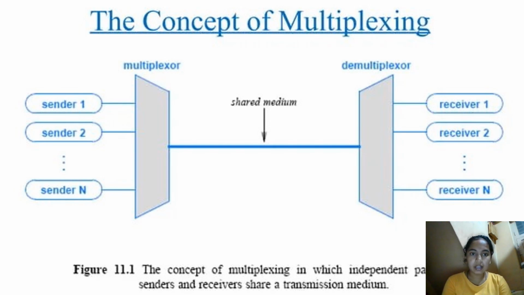Here we can see the multiplexer, with sender 1, sender 2, up to sender n. Coming to the demultiplexer, the multiplexer is the sender side, whereas the demultiplexer is the receiver side, with receiver 1, 2, up to receiver n. This is the concept of demultiplexing, in which independent paths between sender and receiver share a transmission medium.